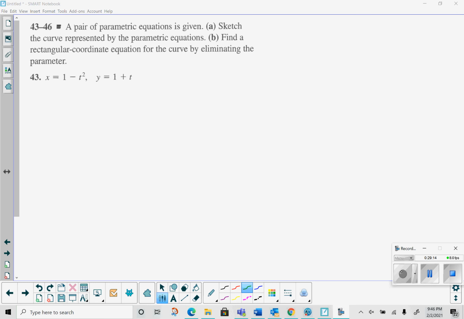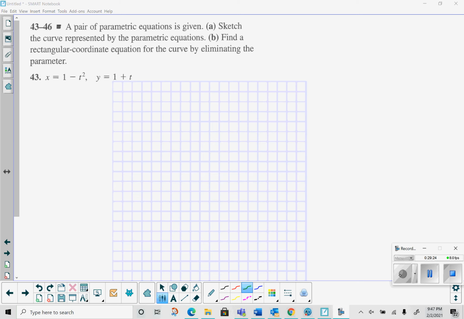Okay, so let's wrap up this review here by doing a little bit about parametric equations. They first of all challenge you to sketch a curve. So we're going to make a chart here, picking different values for t.